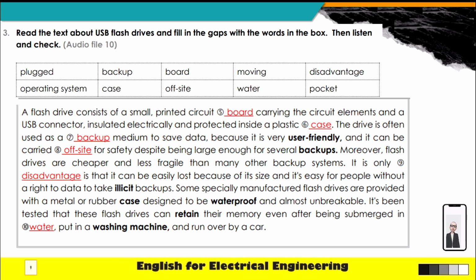Some, especially manufacturers' flash drives, are provided with a metal or rubber case designed to be waterproof and almost unbreakable. It's been tested that these flash drives can retain their memory even after being submerged in water, put in a washing machine, and even run over by a car.